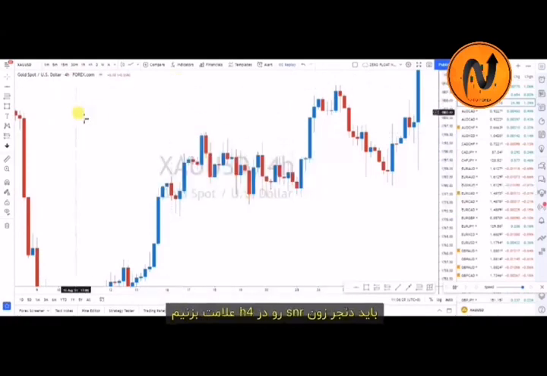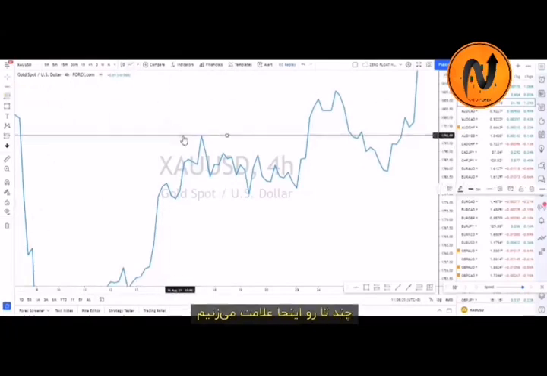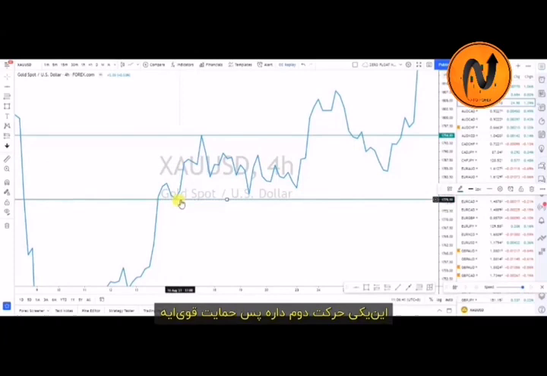First, we need to mark the H4 SNR danger zone. So we just mark a few. Okay, so we have one here, we have one here. This one has a second movement, so therefore this is a strong support. Okay, H4. So we just mark it and then go back to the chart.